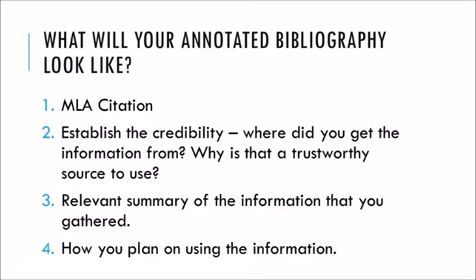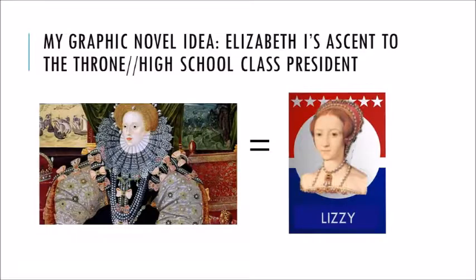So let's look at an example really quickly of going through the process of creating that graphic novel annotated bibliography. So let's say I wanted to do my graphic novel about Queen Elizabeth I and her ascent to the throne and frame it as becoming a high school president, like framing Queen Elizabeth as a high schooler who's going through the process of winning a candidacy for class president. The first thing I'm going to want to do is go and look up some information about Queen Elizabeth I, because that's, you know, the baseline for any good allegory.